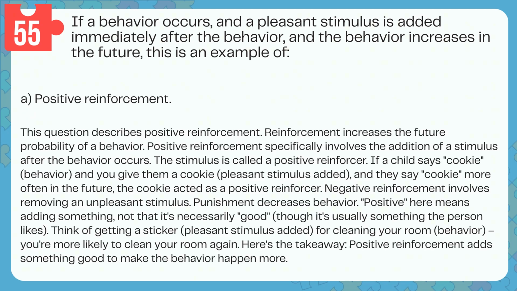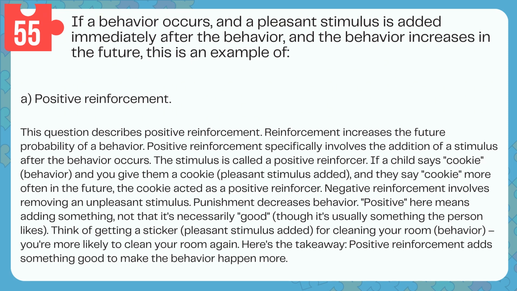Answer A. Positive reinforcement. This question describes positive reinforcement. Reinforcement increases the future probability of a behavior. Positive reinforcement specifically involves the addition of a stimulus after the behavior occurs. The stimulus is called a positive reinforcer. If a child says cookie, behavior, and you give them a cookie, pleasant stimulus added, and they say cookie more often in the future, the cookie acted as a positive reinforcer.